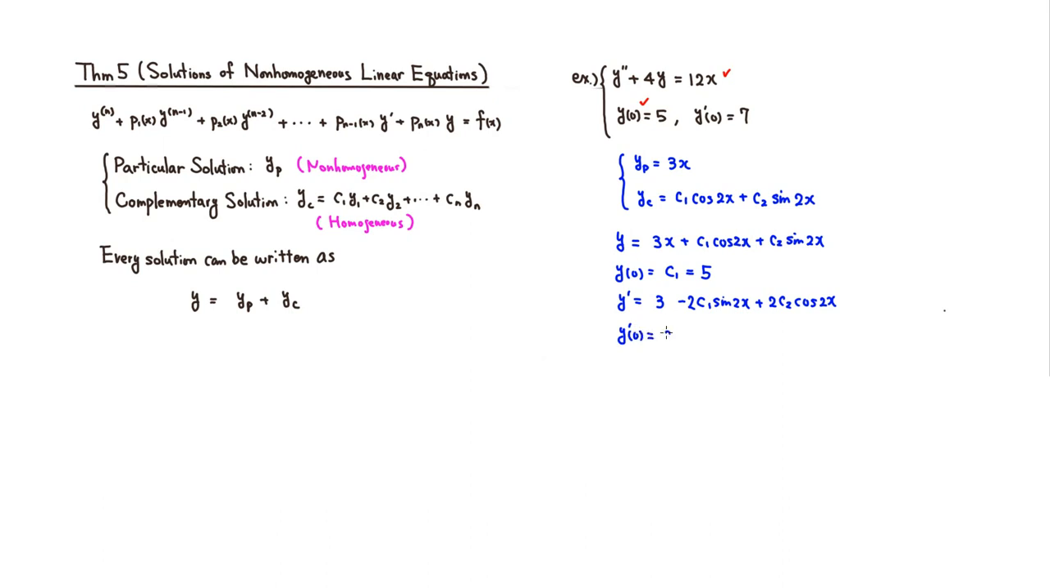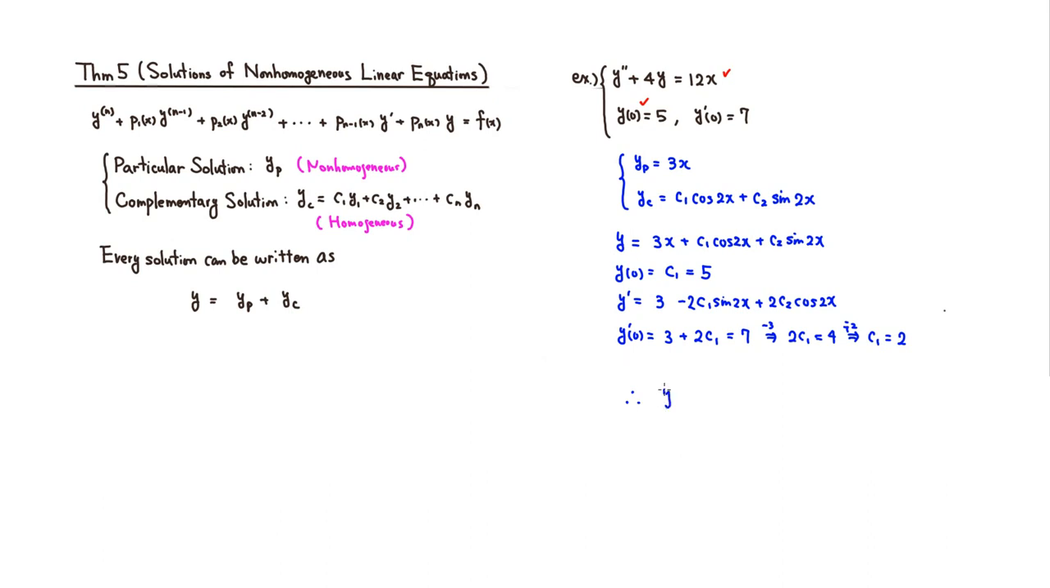Then we can just plug in x equals 0 here. You get 3; sine of 0 is 0, cosine of 0 is 1, so it's a plus 2c2. And this is going to be equal to 7. Then I subtract the 3 from both sides and we get 2c2 is equal to 4. Then I divide through by 2 and you get c2 is equal to 2. Then we have a solution for the initial value problem.